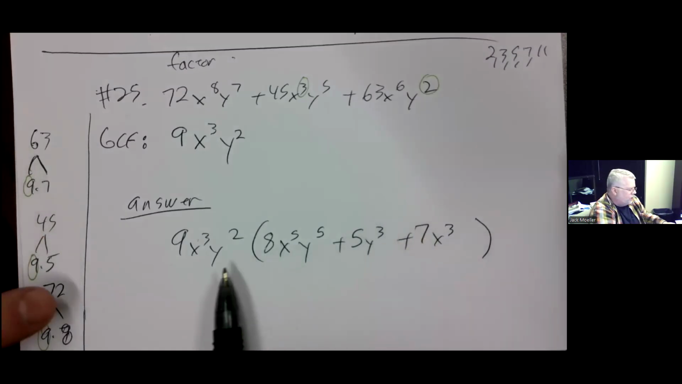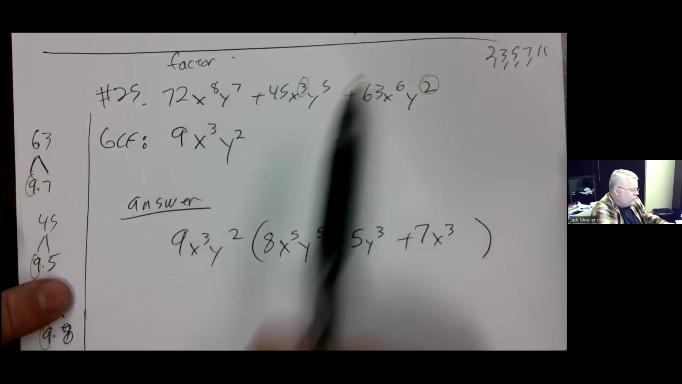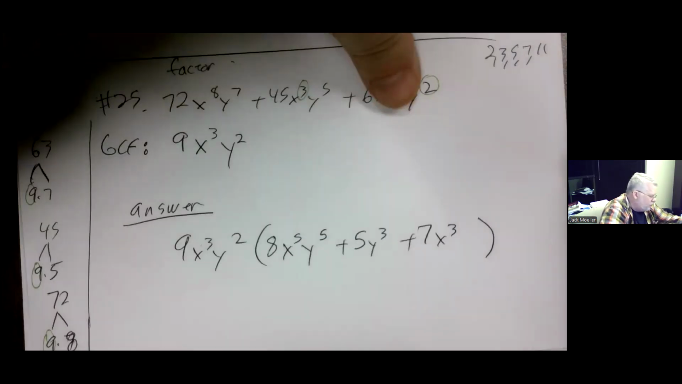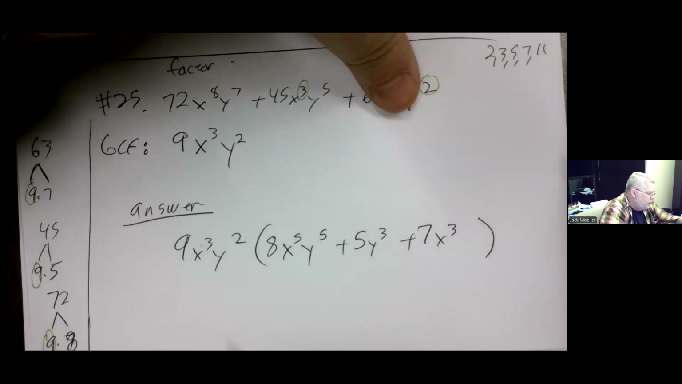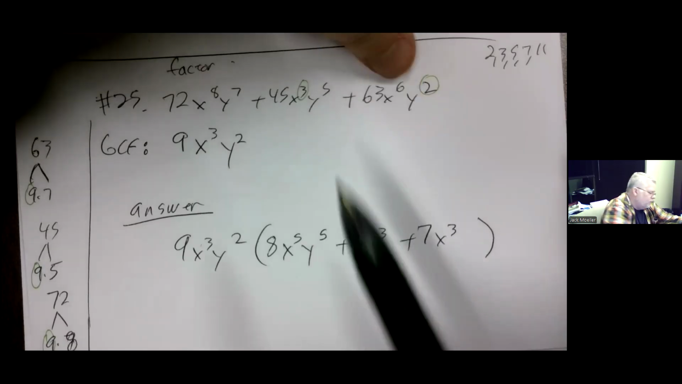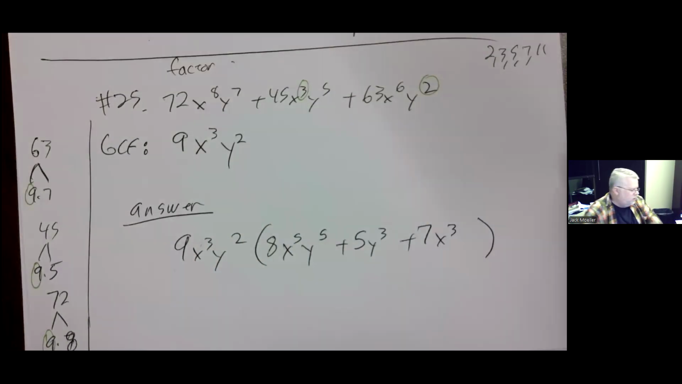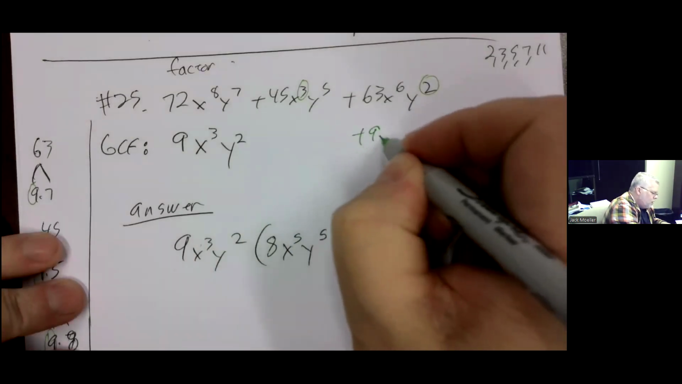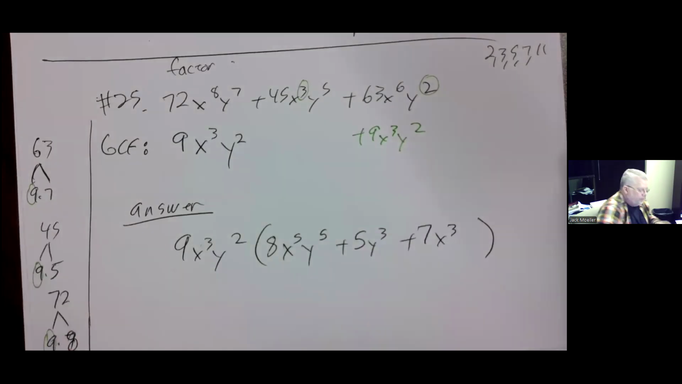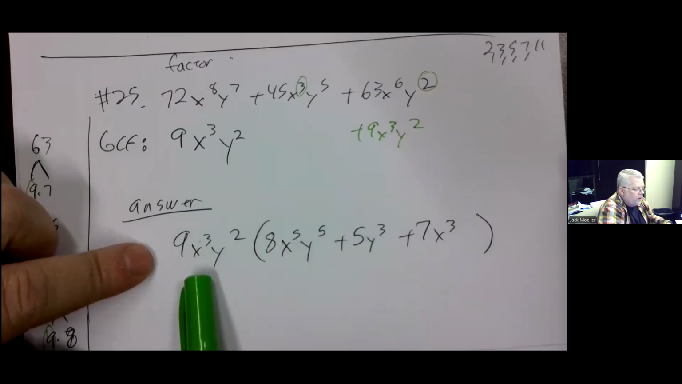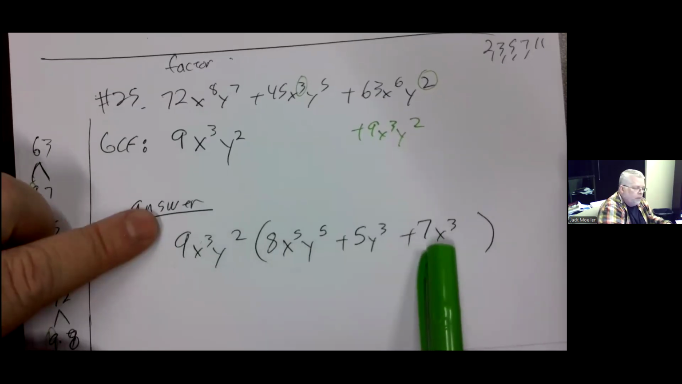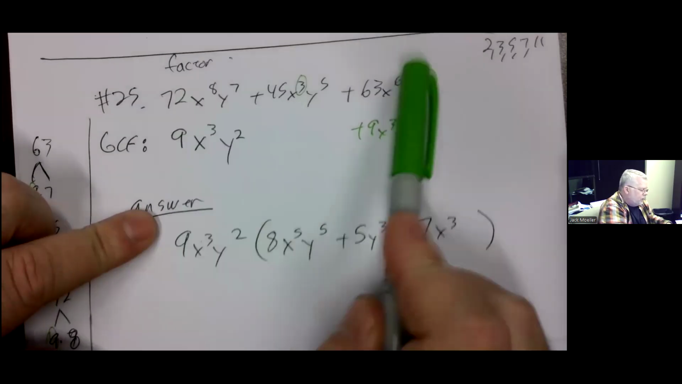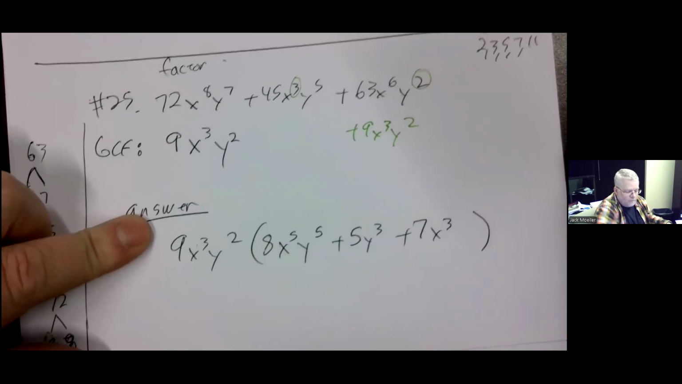Sometimes your GCF will be one of your terms. So for example, let's say this last term was 9x cubed y squared. What goes here? Well, you would put a 1 there because 9x cubed y squared divided by 9x cubed y squared is plus 1, so you would need a plus 1 there because there's 3 terms here, so it has to be 3 terms here.